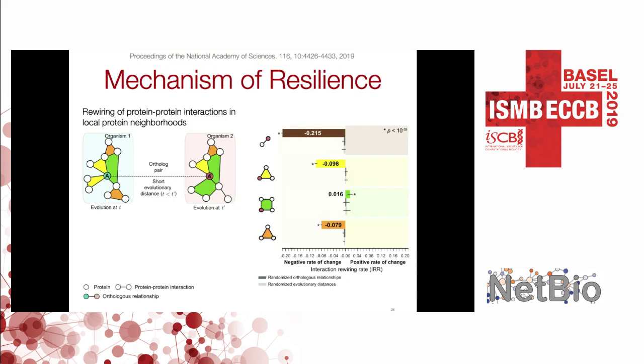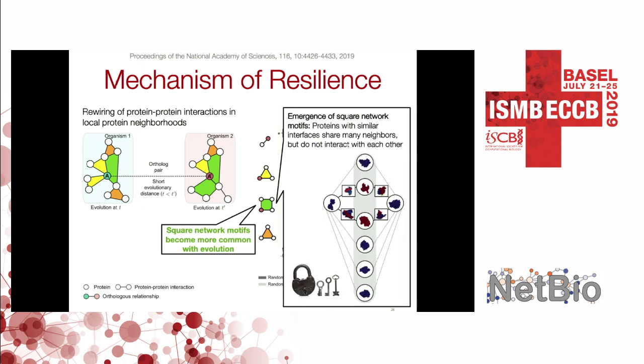In addition to that, there are a number of mechanisms of resiliency that we can identify. What I would like to point out here is really studying not only pairwise interactions, but higher order network structure, or the rewiring of network motifs. And what is interesting here is that we see that square network motifs are becoming more common in protein interaction networks. And there's a range of biological evidence that would support this finding.